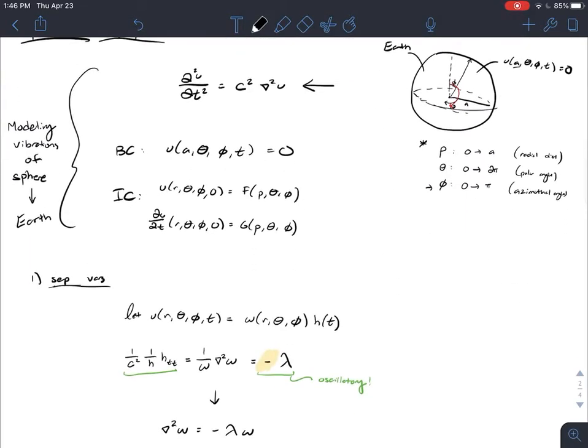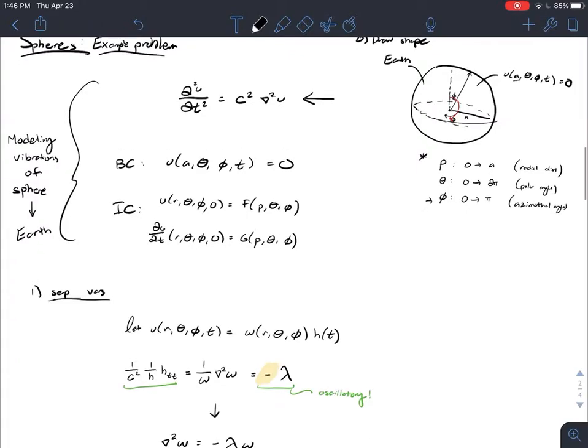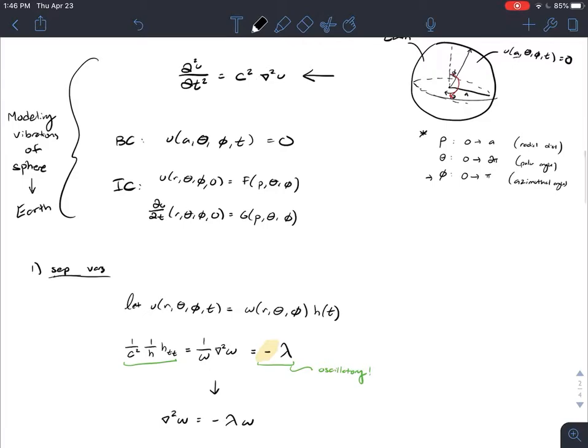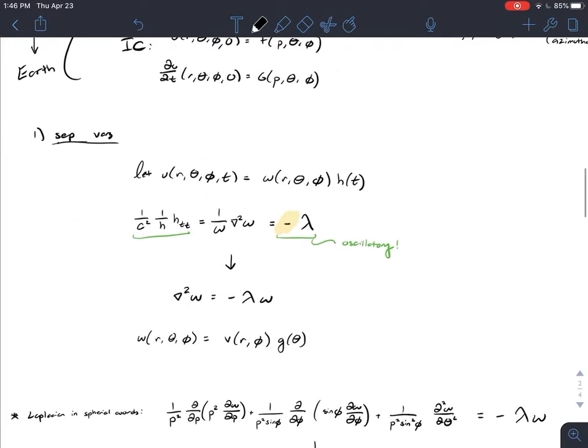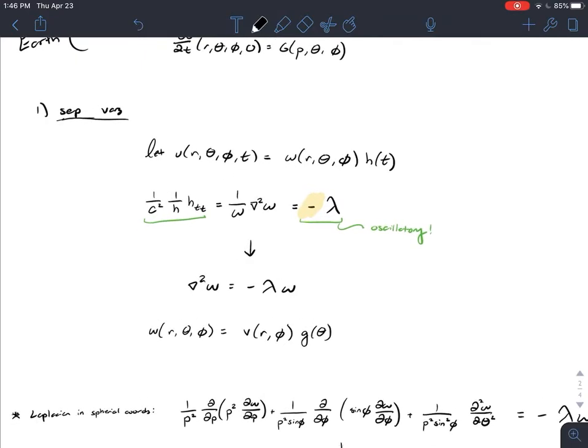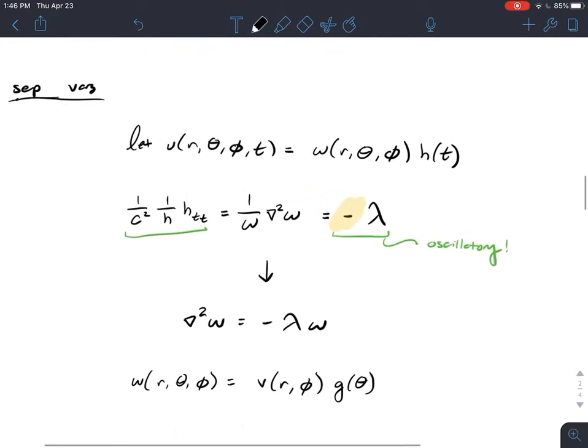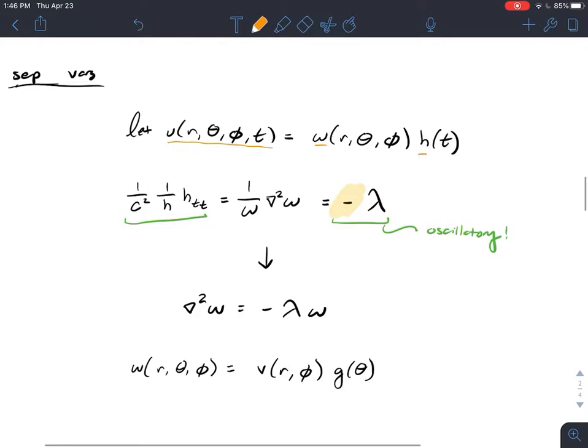Okay. So in order to solve this problem, we're going to approach it via separation of variables. It's a homogeneous differential equation with homogeneous boundary conditions, so therefore we can solve it with separation of variables. So what I'm going to do is let u of r, theta, phi, t be equal to a product solution of w times h. I'm basically just trying to get rid of the time dependence on this problem and put it on the other side of the equation.